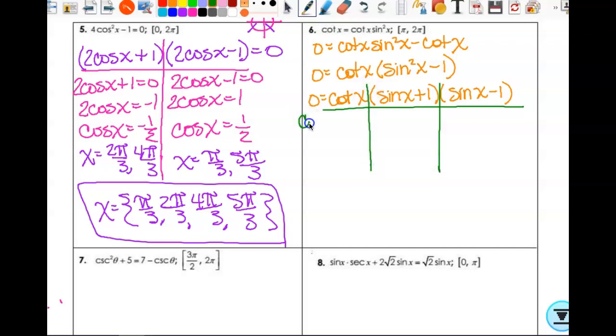So I'm going to start off with cotangent x equals 0. But I want to think of that in terms of tangent. So if cotangent is 0, what is tangent? Undefined. Okay, and then I need to look at, let's see, we're going from pi to 2 pi. So from pi to 2 pi, when is tangent undefined? 3 pi halves.